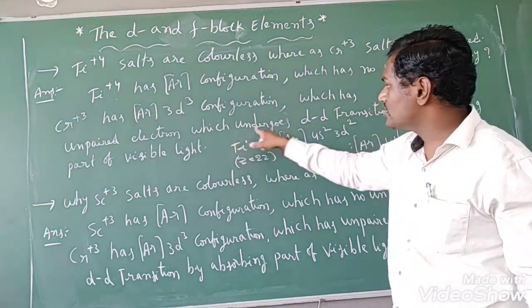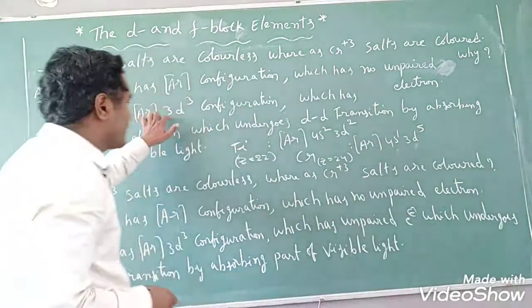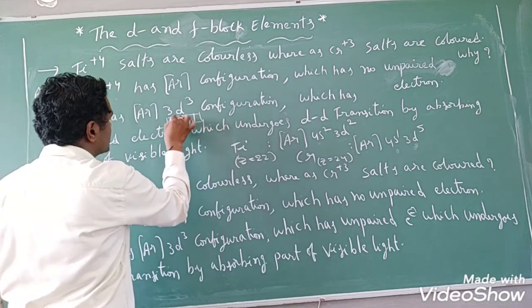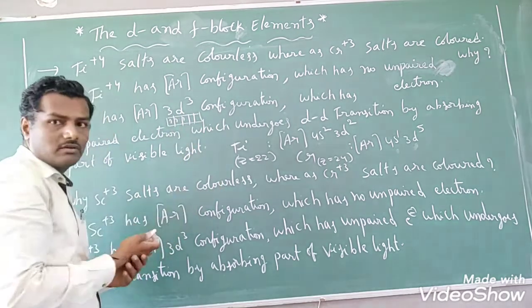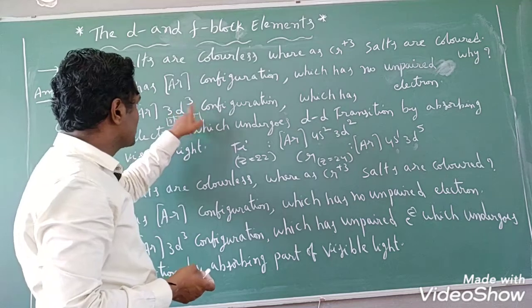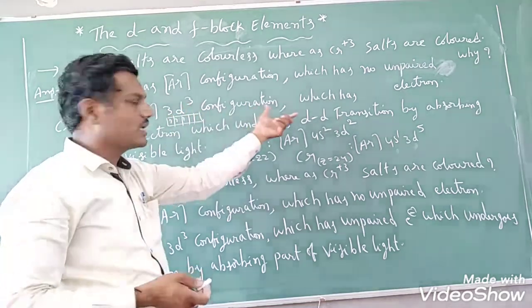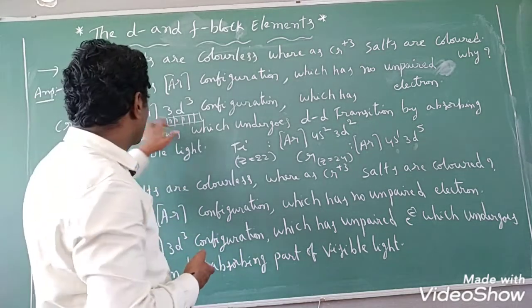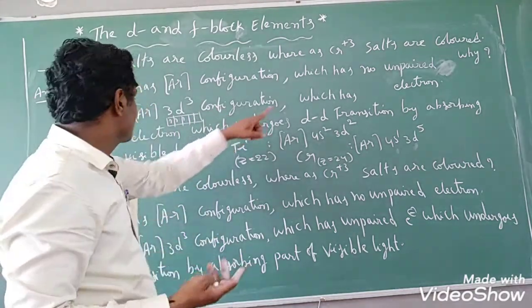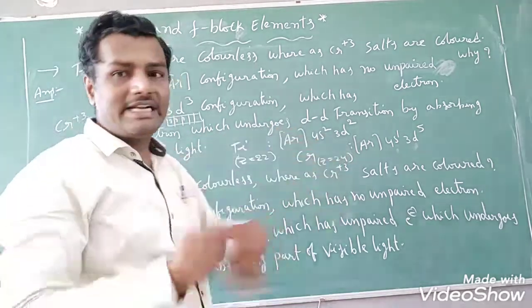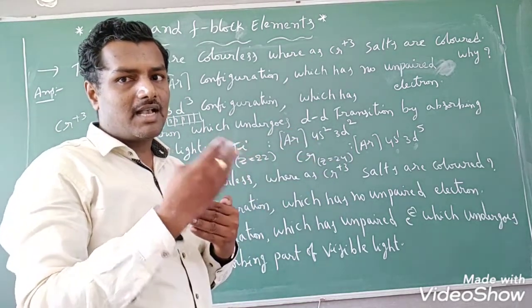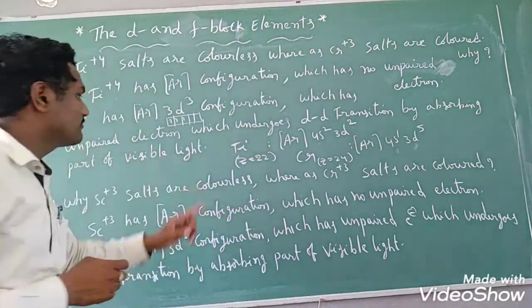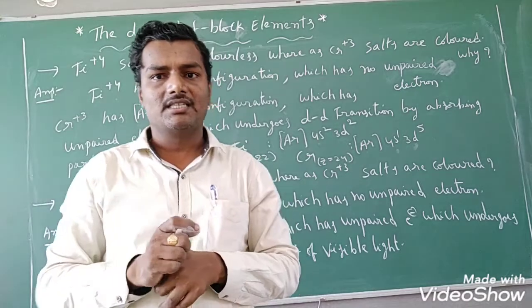So how many unpaired electrons are there here? The 3d subshell possesses 5 orbitals, each orbital filled with 1 electron according to Hund's rule, we know that. So n equals 3. The number of unpaired electrons in this configuration is 3. At least 1 unpaired electron is enough to exhibit color. So because of that reason, here it possesses 3 unpaired electrons, which undergo d-d transition. Whenever the ion possesses an unpaired electron, it will undergo a d-d transition by absorbing a part of visible light, and it will exhibit color, right?